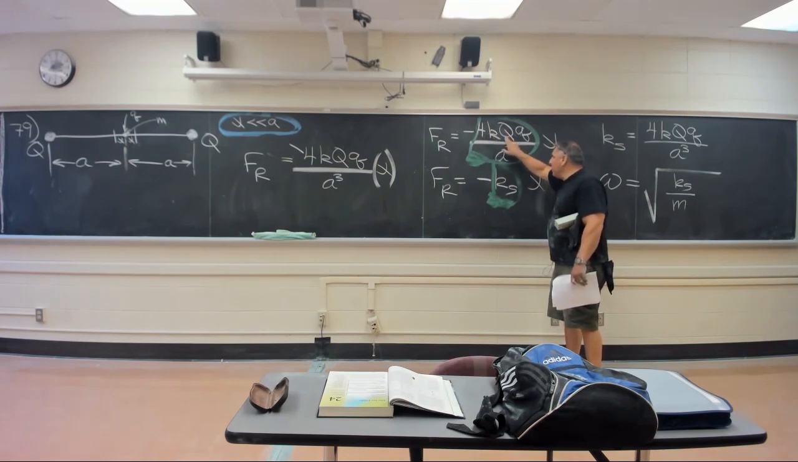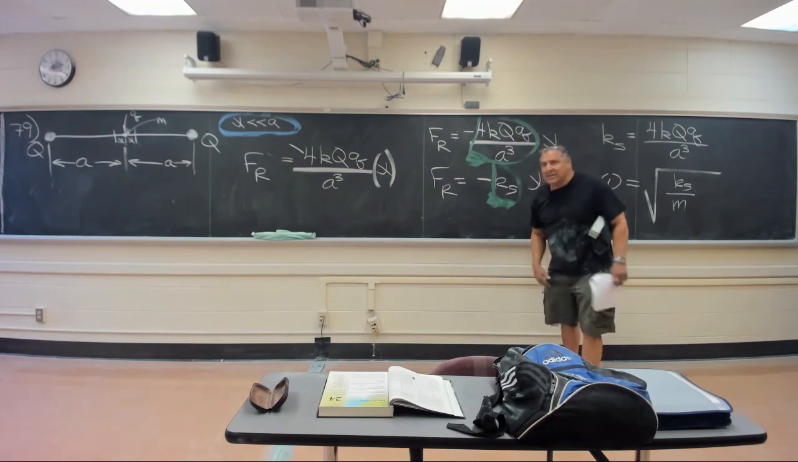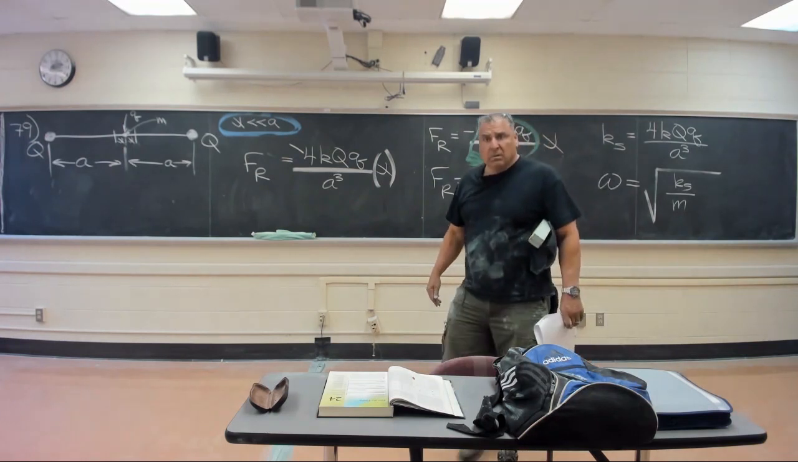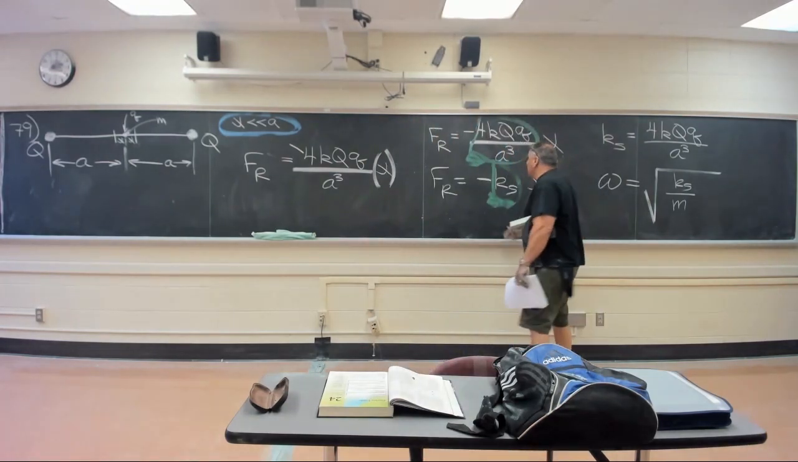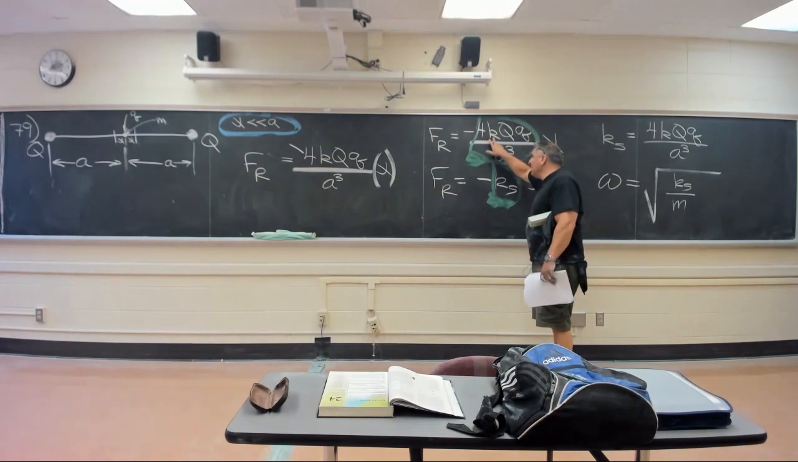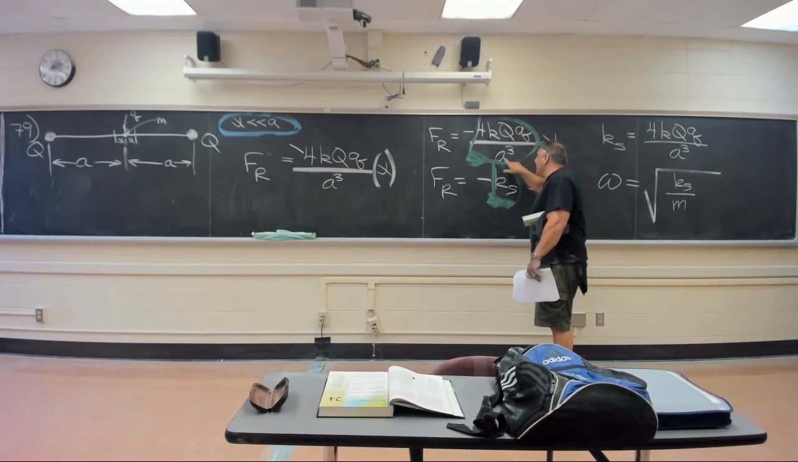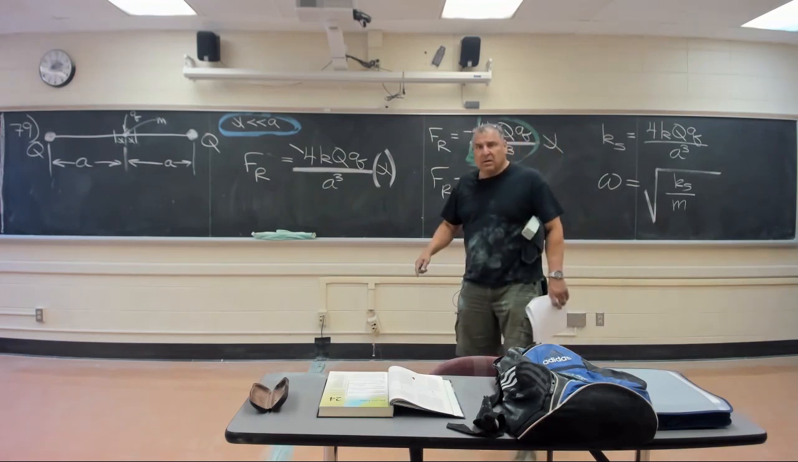4K, capital Q, small q, and a cubed are all constants. Coulomb's law, Coulomb's constant, not Ks for a spring, but Coulomb's constant. That's a constant. K's a constant, 4's a constant, capital Q's a constant, small q's a constant, and a cubed's a constant. That's a constant.